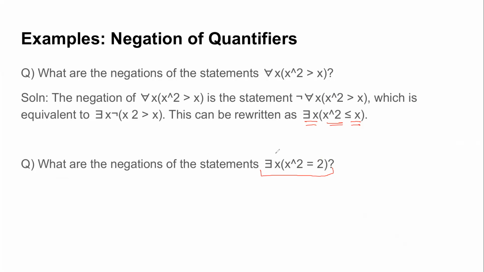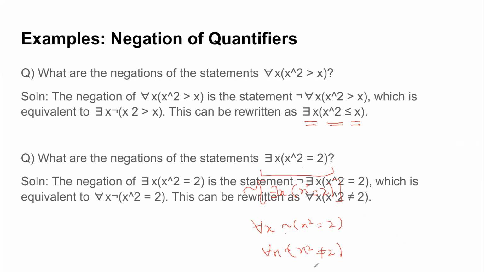Excellent, Ankita. Okay, so if I apply negation to this, negation goes inside, it flips the quantifier. Now negation comes with the proposition. Now we know that the negation of x square is equal to 2 is simply x square is not equal to 2. So this is what you have as your negation. Okay. Are the two examples clear, class?